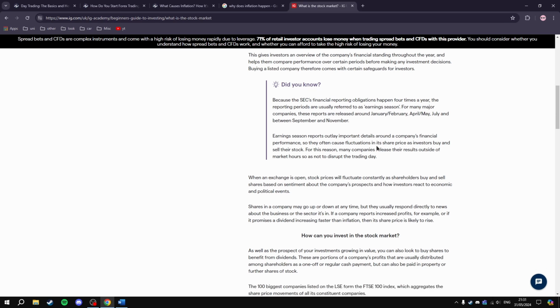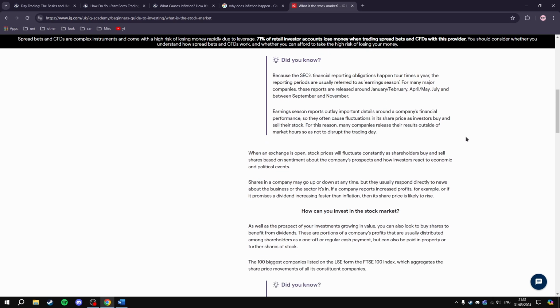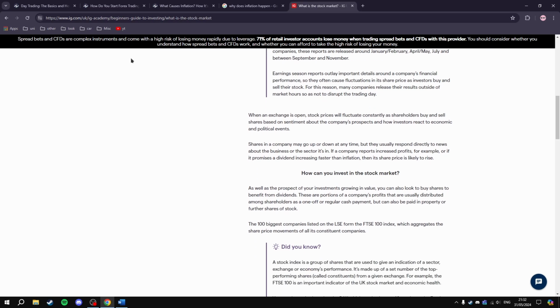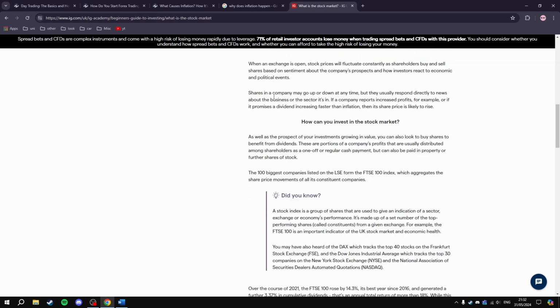So when the exchange is open, stock prices will fluctuate constantly as shareholders buy and sell the shares based on the sentiment about the company's prospects and how investors react to economic and political events. So shares in a company may go up or down at any given time, but they usually respond directly to news about the business or the sector it's in. So for example, if the company reports increased profits, or if it promises a dividend increasing faster than inflation, then the share price is likely to rise.